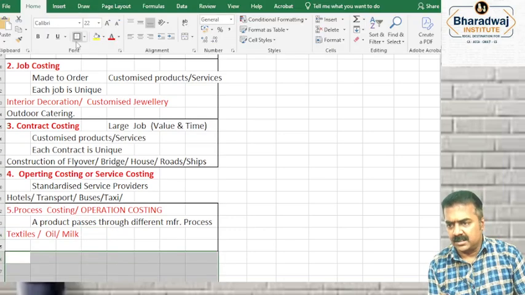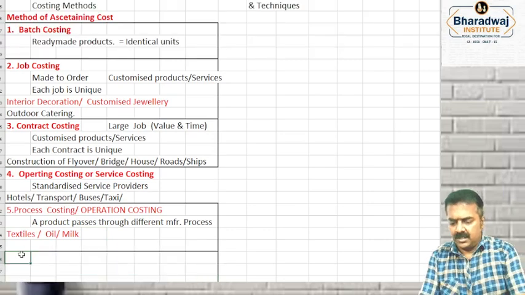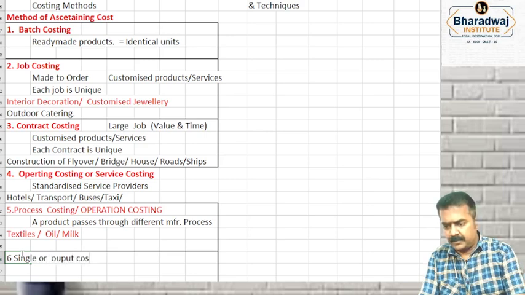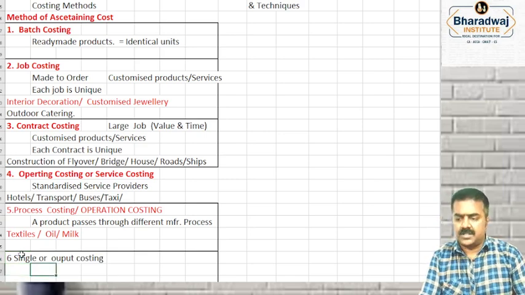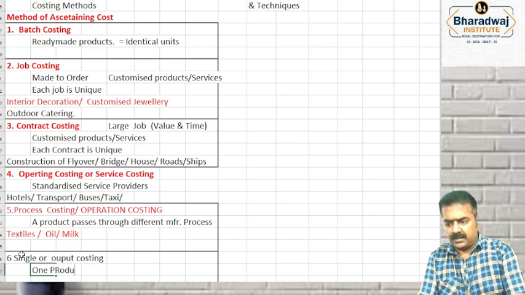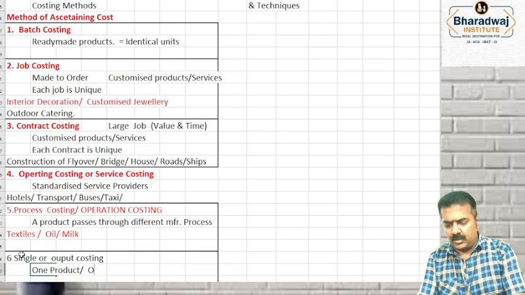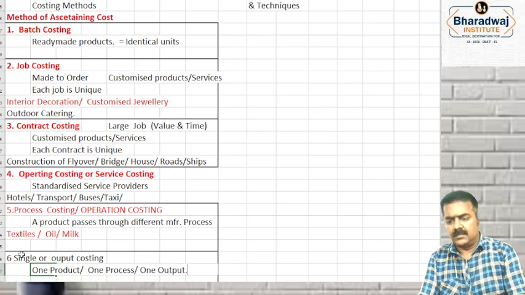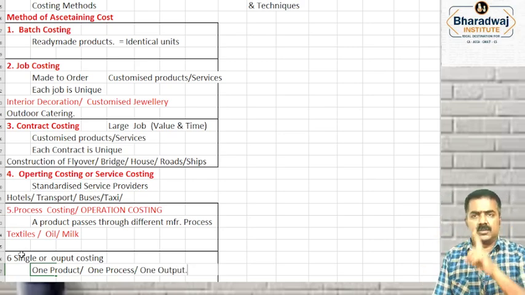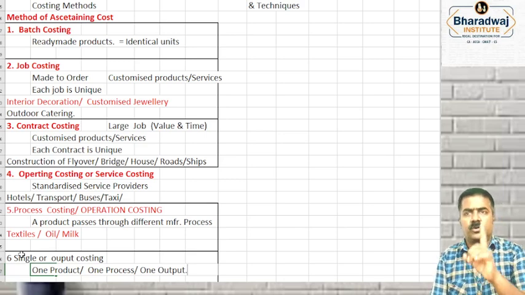The last method of costing is single output costing. Single or output costing. Sir, what is the single or output costing? There is one product. I manufacture only one product, one process. Then I get one output. I should not manufacture 4 or 5 products. Only one product, one process, one output.